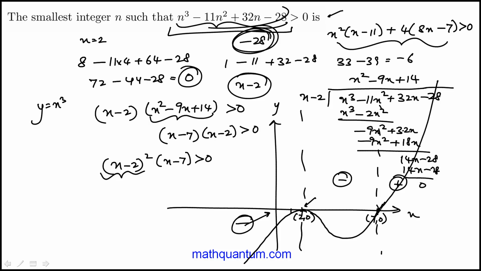So then the question is, what's the smallest integer? So that's positive. So the next one after 7 is 8, and that's where it will be positive. So the answer is 8.